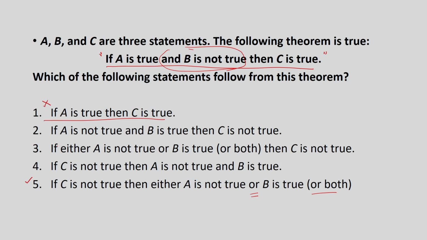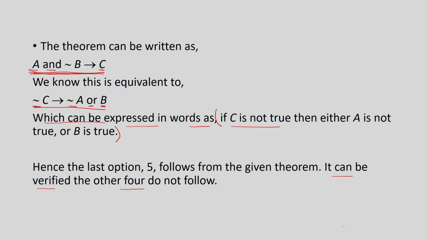For example, if A is not true and B is true, then C is not true. This does not follow, because you are taking the negative of this and the negative of this, and saying that it implies the negative of this. That sort of statement obviously does not follow from this theorem. All right. So, the fifth option is the correct one. The first 4 do not follow from this theorem.